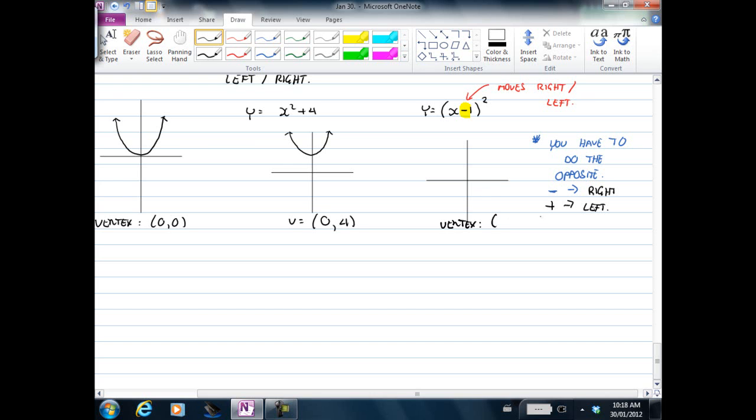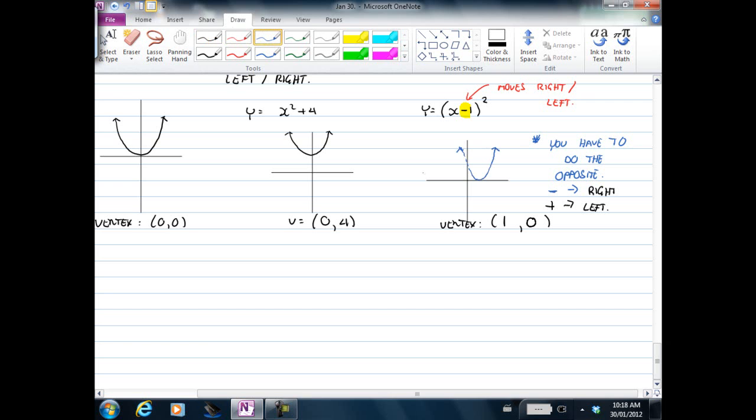First of all, am I moving up or down? Nope, I'm not moving up or down, because there's no number here. I'm moving right. How many? 1. So what's my new x coordinate going to be? 1 is correct. What's the y coordinate then? 0, because my y didn't change. So guys and gals, draw your rough parabola. Right there. That's my parabola.